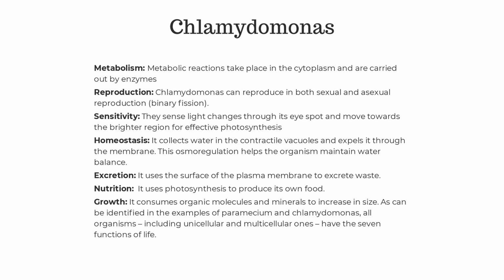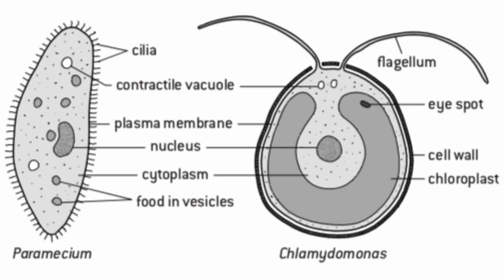As can be identified in the examples of both paramecium and Chlamydomonas, all organisms, including unicellular and multicellular ones, have the 7 functions of life. Now, with this said, the IB also would prefer us to know how to draw and label these 2 organisms, paramecium and Chlamydomonas. Above is a photo for you to know. Take a look and try to memorize them. Remember to know specific differences. It'd be really nice.